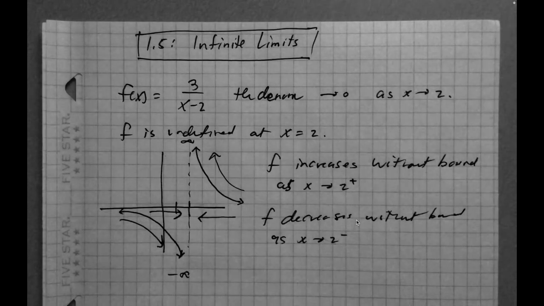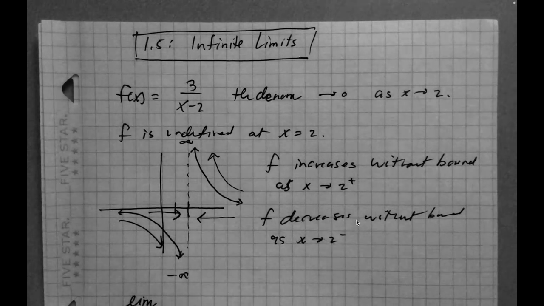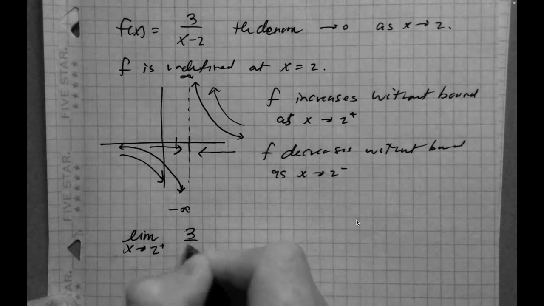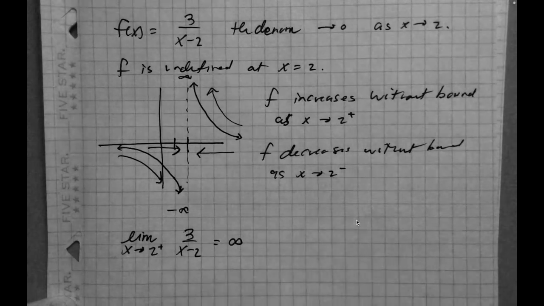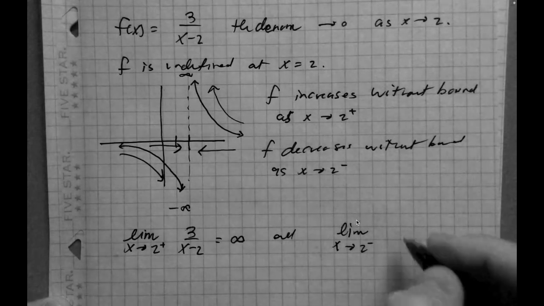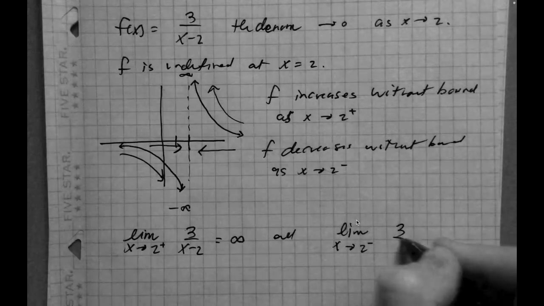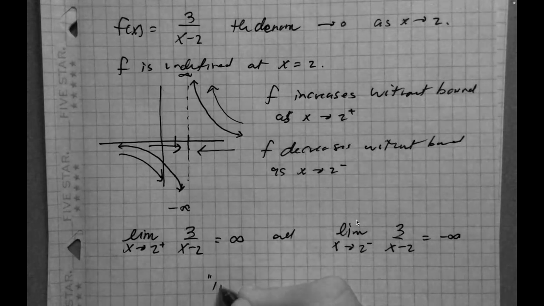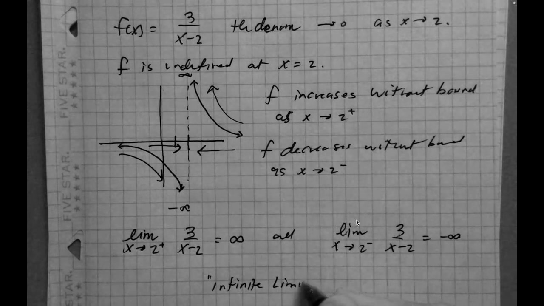And so the point of this section is that we can denote this behavior using the limit notation. What we'll write here is that the limit as x approaches 2 from the right-hand side of 3 over x minus 2, we say that limit is equal to infinity. And the limit as x approaches 2 from the left-hand side is negative infinity. So these are infinite limits.